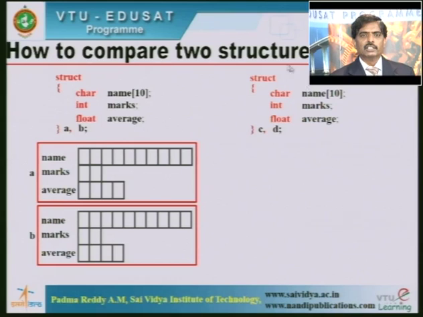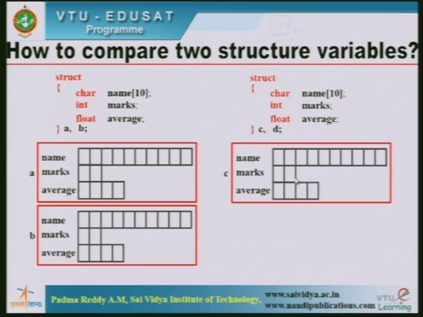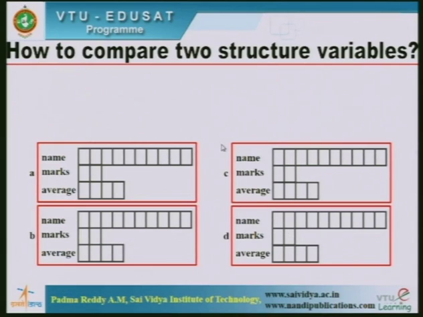Now, look here. This is another structure. The members of this structure and the members of this structure along with the type, they are same. But because this is a separate structure definition, this structure is totally different from this structure. So, here memory has to be allocated for C, and then memory has to be allocated for D on similar lines as the memory is allocated for A and B. Now, let us see how to compare two structure variables.